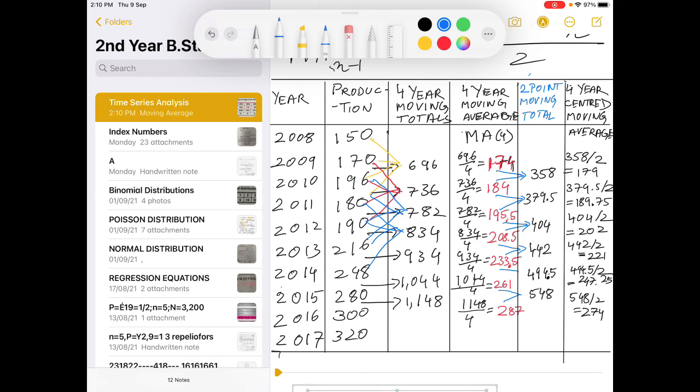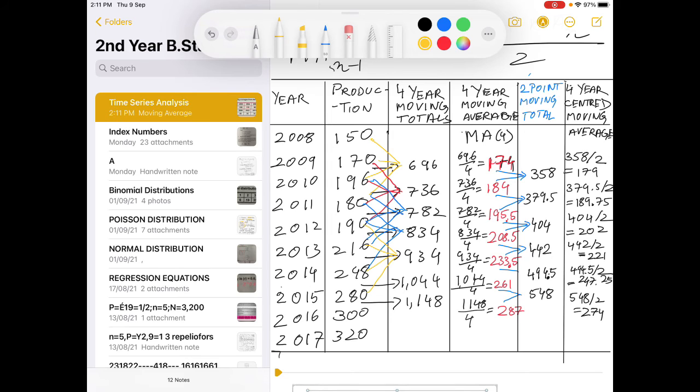Then we move next to again starting from 180, 190, 216, so 190, 216, 248 and 280 gives us 934. Similarly, for all of these, for 4 years, we have calculated the moving totals.